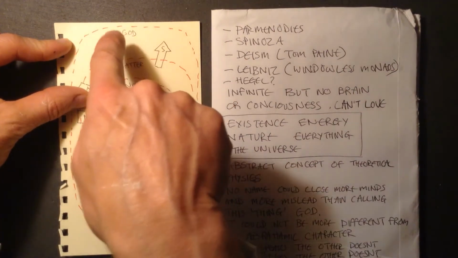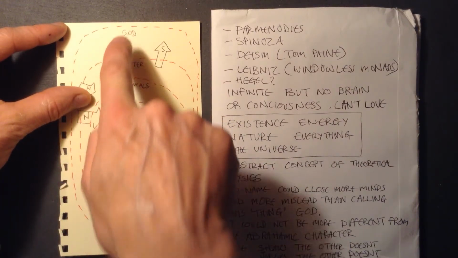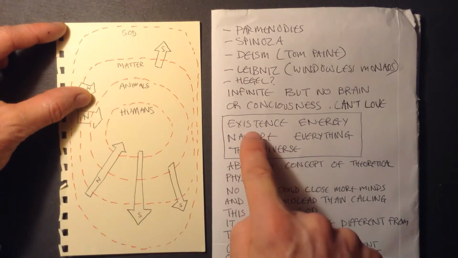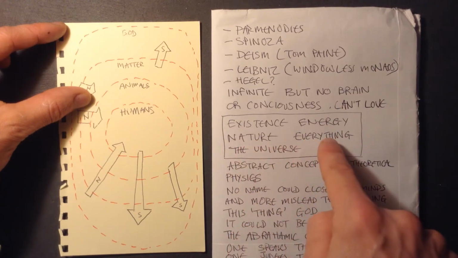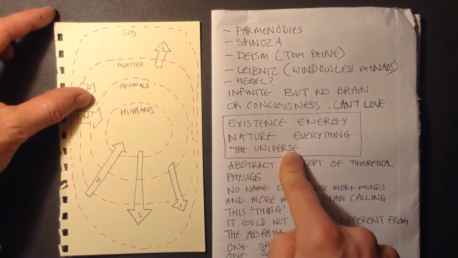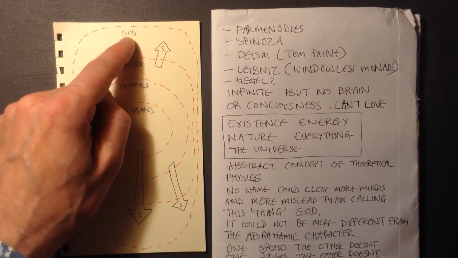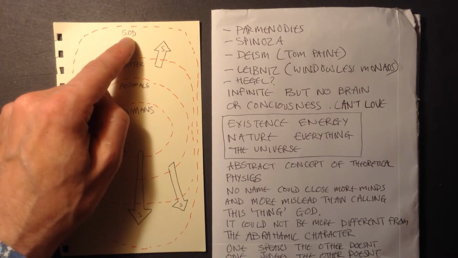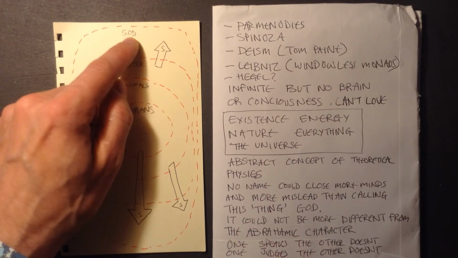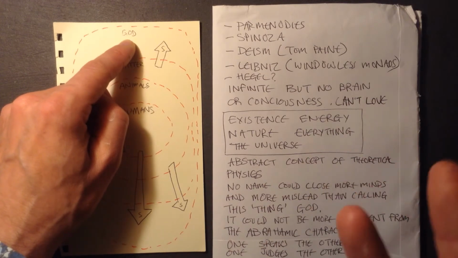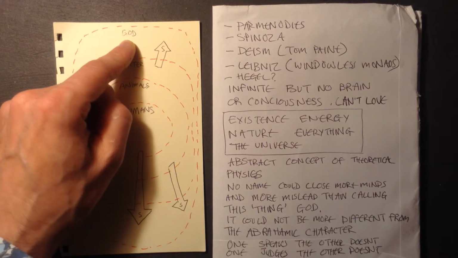Okay, so I've just written a word here. I've given this thing a name. I've got a noun, and I've called that thing God, but that isn't a very good name for this thing. We could better call it something like existence or energy, nature, everything, or we could call it the universe. This is an abstract concept of theoretical physics. There is probably no name that could be more misleading or close more minds than calling this thing God, because as soon as you say God, all these other images pop up in people's brains and everyone's minds close and they start foaming at the mouth.